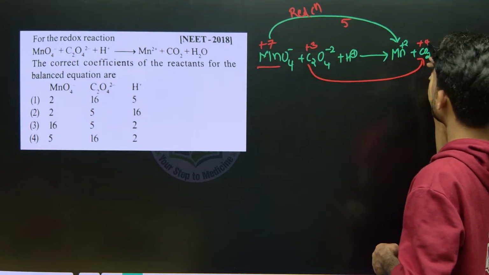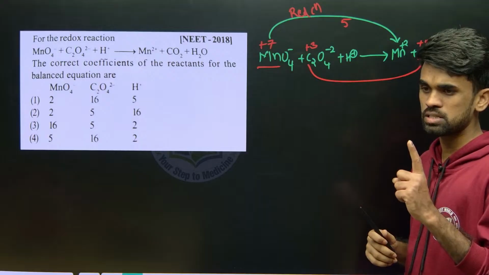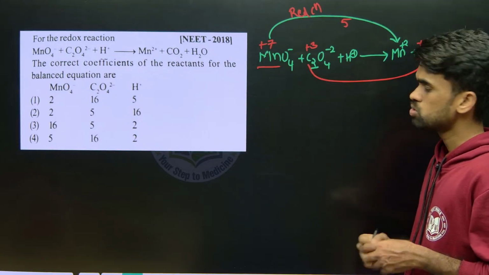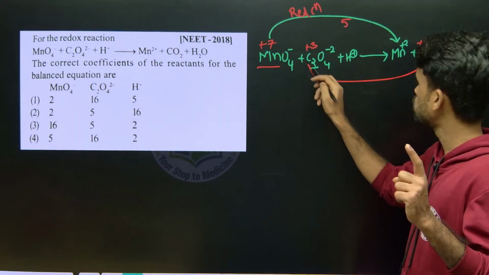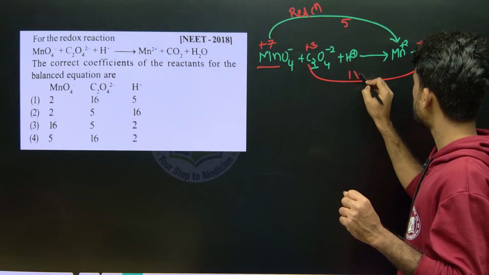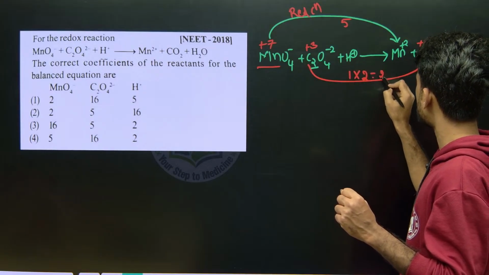Plus 3 converting into plus 4 means 1 electron is lost. How many carbons are there? 2. So for 1 carbon it is 1 electron, and with 2 carbons here, it is 2 electrons. So you can write 1 electron for each carbon, and there are 2 carbons, so 2 electrons are involved.